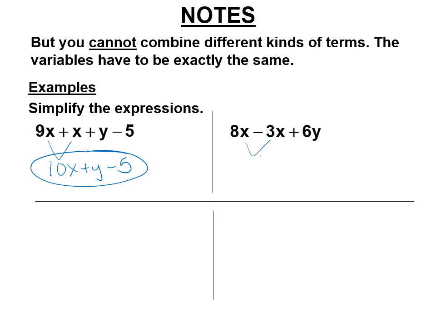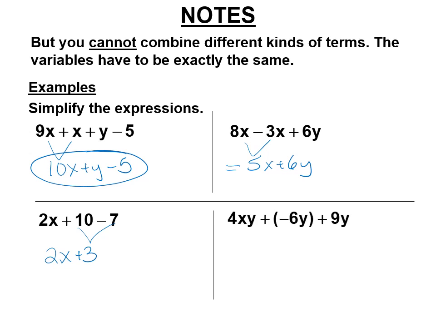8x minus 3x is 5x. 5x plus 6y is as simple as you can make that. You cannot make it simpler. But those are equal. The second one in blue is simpler. Here, numbers are like terms, 10 minus 7. So this is 2x plus 3. You're done. That's all you can do.